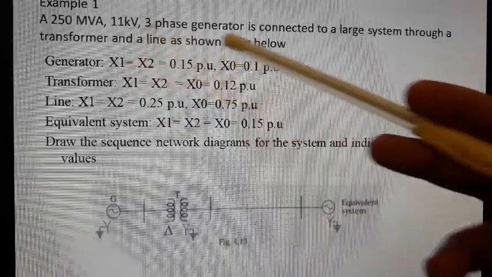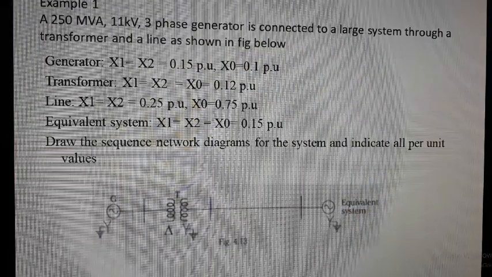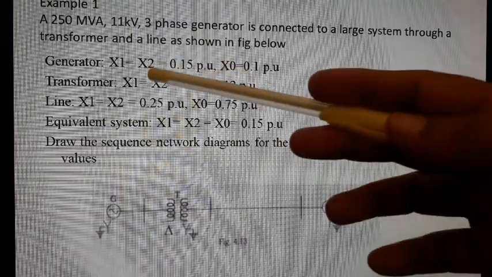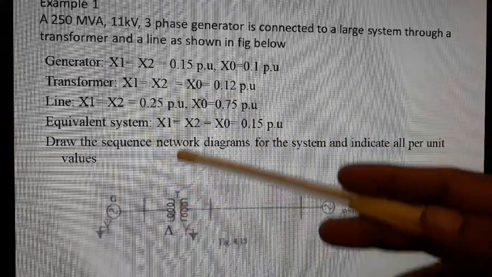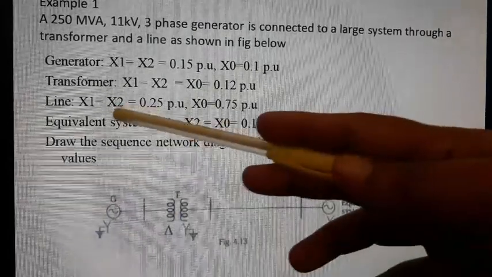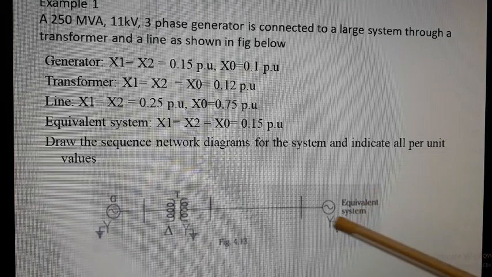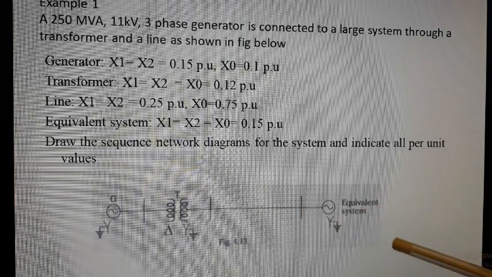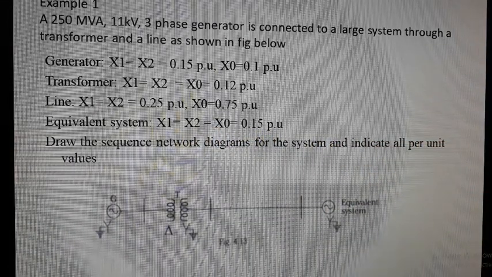X1 represents the positive sequence reactance, X2 the negative sequence reactance, and X0 the zero sequence reactance. All the X1, X2, X0 values are given for the generator, and for the transformer and transmission line the X1, X2 as well as X0 values are given. And for the equivalent system, when this is connected to a very large system, that equivalent system's positive, negative and zero sequence reactances have been given. With these values, we need to write the sequence network diagrams for the given system.